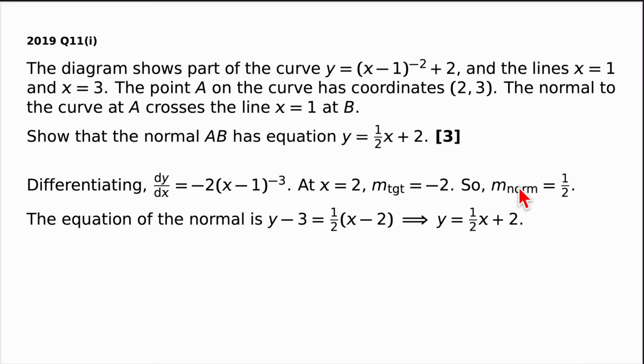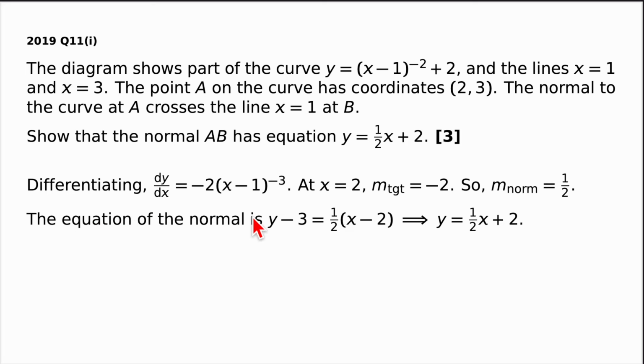The gradient of the normal is just going to be negative 1 divided by this, and again that equals positive a half. And I think we have all the ingredients we need now to work out the equation of the normal AB. We have the gradient of the normal, and we have a point on the normal, which is 2, 3. That would be like your x1 and your y1.